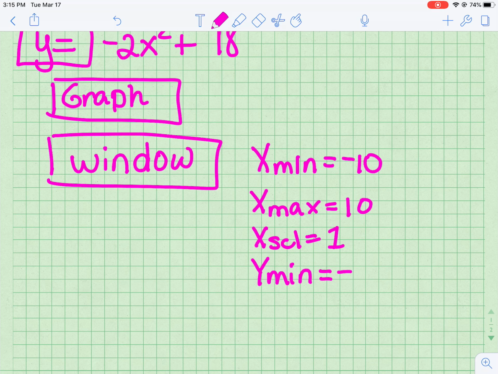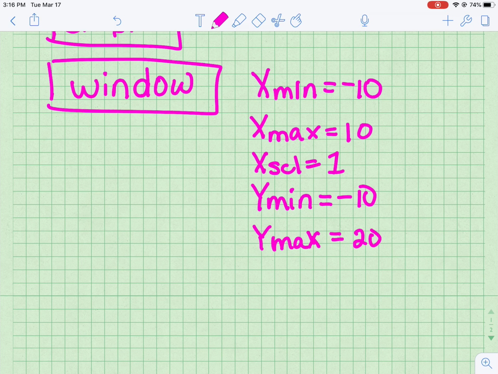But what I couldn't see was the top of the parabola. So I'm going to change my y max, and I'm just taking a guess here. I'm going to change it to 20 to see if I can see the vertex. So I'm going to put 20, and then I'm going to hit graph. Now I'm hoping to see it, and I can see my vertex. And that was just a guess. If I couldn't see it, I'd have to go back to my window and I'd have to try again.